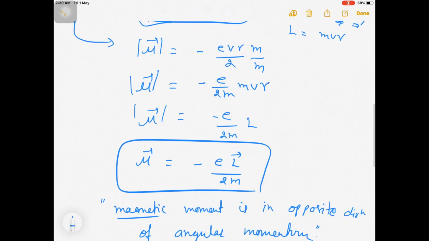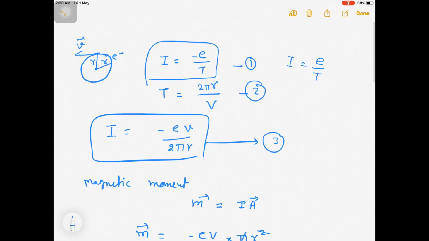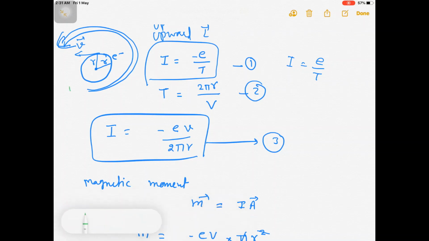As you know, angular momentum is defined by r cross v. So you can assume that the electron is moving in the anti-clockwise direction like this. In this situation, the direction of angular momentum can be found by the right hand thumb rule, and if you curl your fingers in the anti-clockwise direction, then the thumb will be in the upward direction, and that is the direction of the L vector. But the direction of current will be opposite, because current is always in the reverse direction of electron motion.